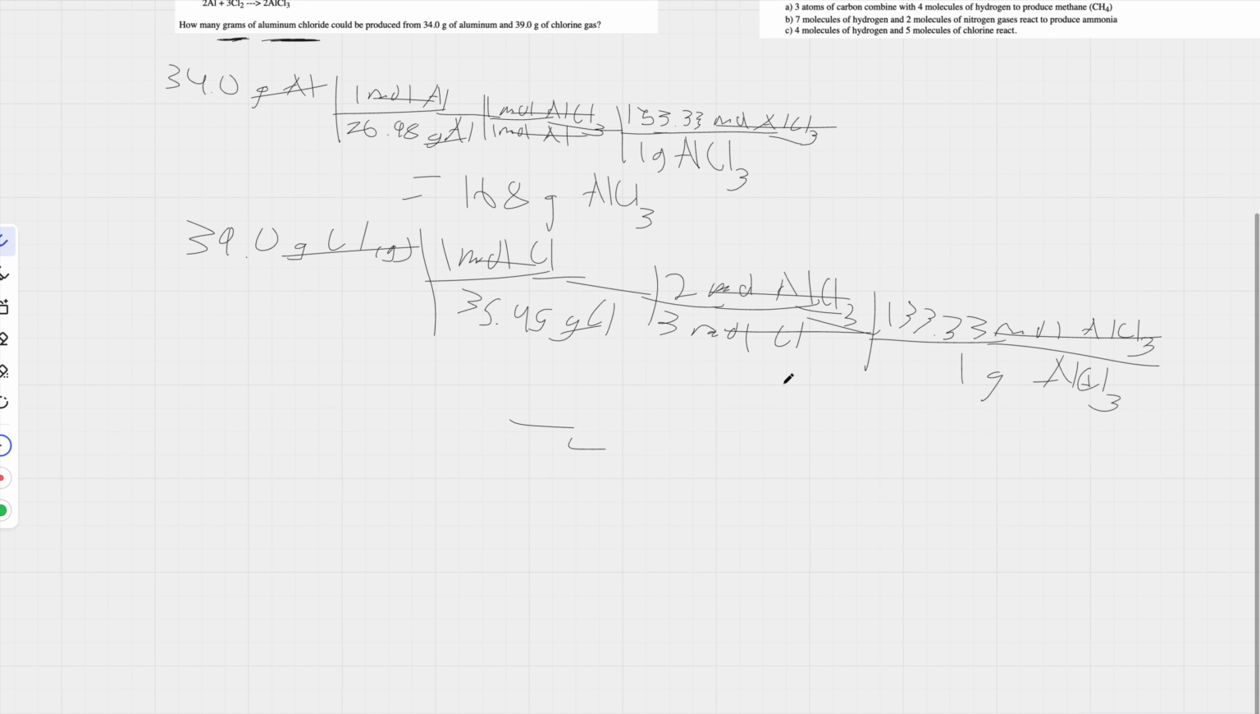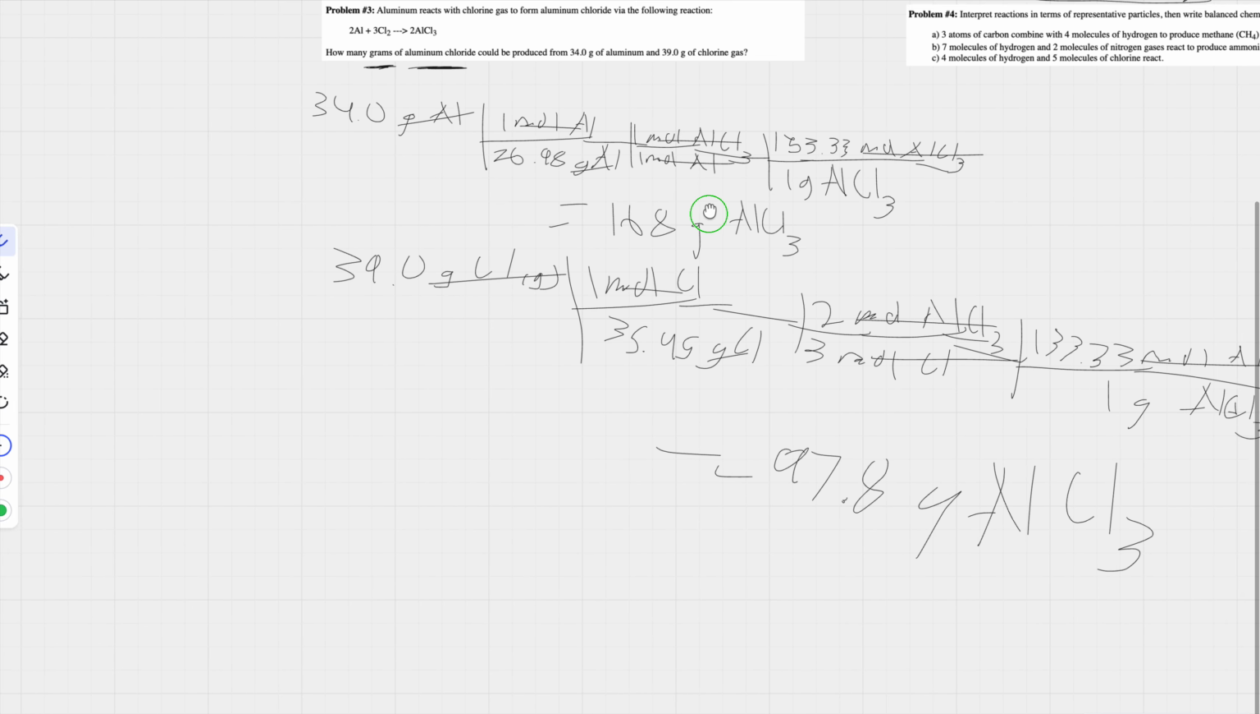Now this equals, sorry, my whole answer just got deleted for a second. Now this equals 3 significant figures, so this equals 97.8 grams of aluminum chloride made from 39.0 grams of chlorine.